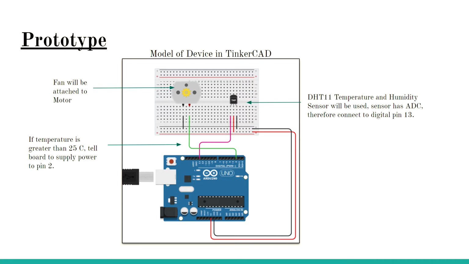We created our prototype in Tinkercad. The DHT11 temperature and humidity sensor was connected to digital pin 13 and extracted data every 4 seconds. This sensor was connected at digital pin 13 because the signal would convert automatically from analog to digital. Lastly, the motor was connected to pin 2 and turned on and off when a certain temperature was reached.